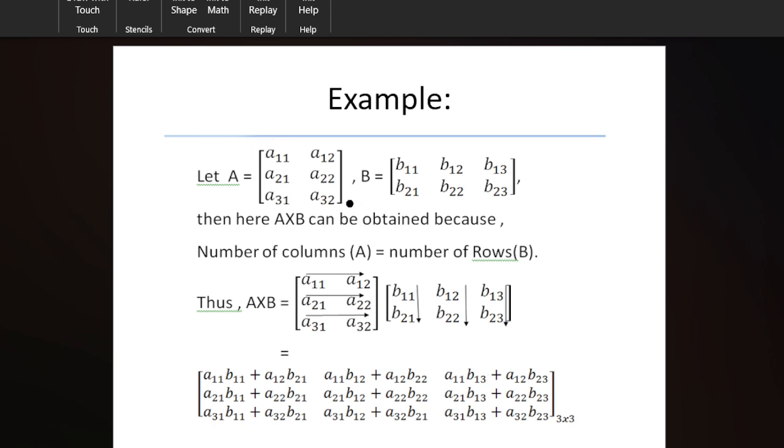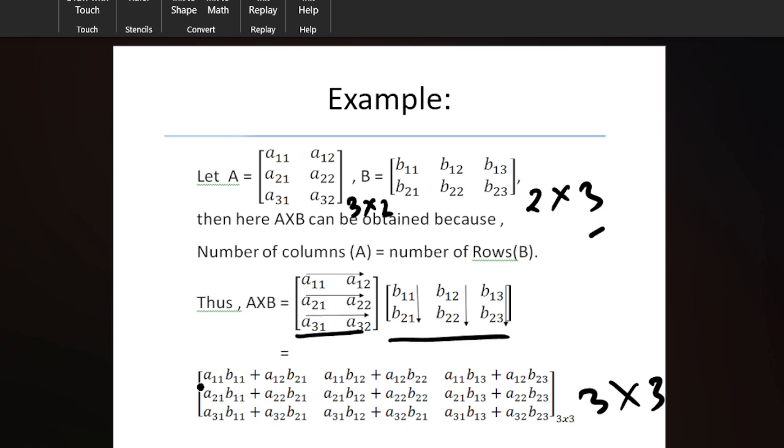Now, A is a matrix of order 3 by 2, and B is a matrix of order 2 by 3. So we must get a new matrix of what order? The rows of A are 3 and the columns of the second are 3. So 3 by 3. So how do we obtain A into B? First you write the A matrix, then the B matrix. You get the elements of the first row by using the first row only. So first row, first column. You concentrate on the first element: first element into first element plus second element into second element.